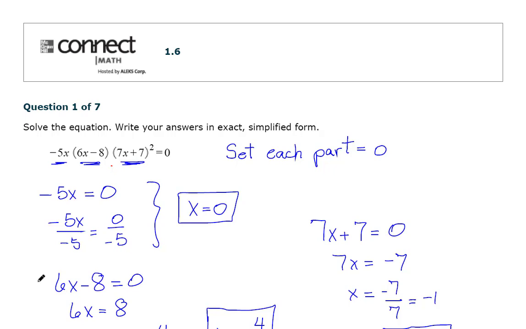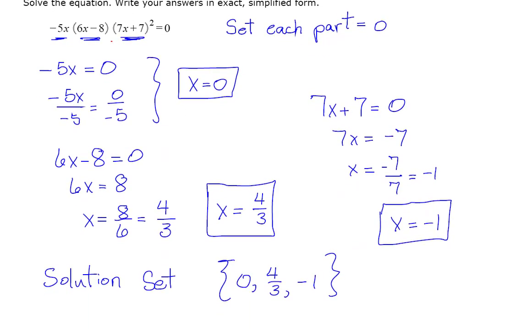Grab the second piece. 6x minus 8 equals 0. Alright. Move the 8 to the right-hand side. 6x is 8. Divide both sides by 6. And now I can reduce that number some. 2 goes into 8 4 times, 2 into 6 3 times. And so I get x is 4/3.